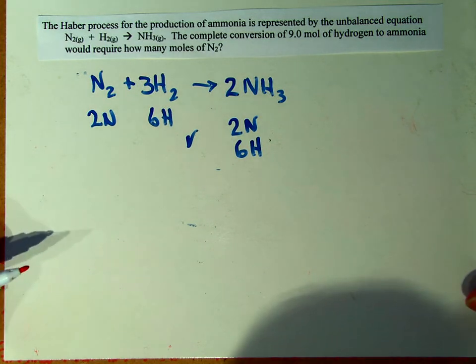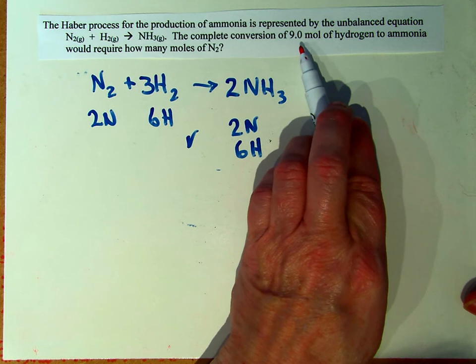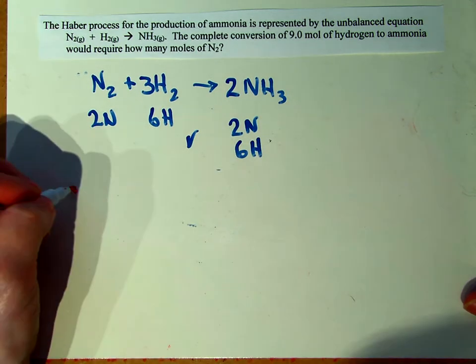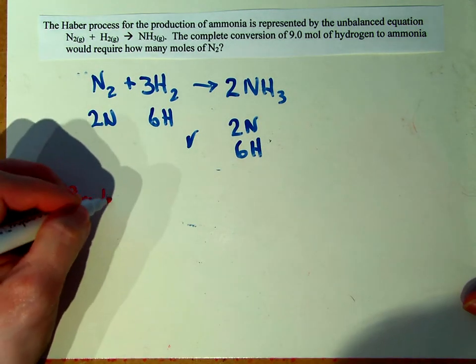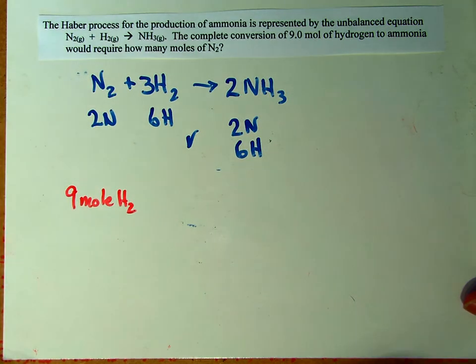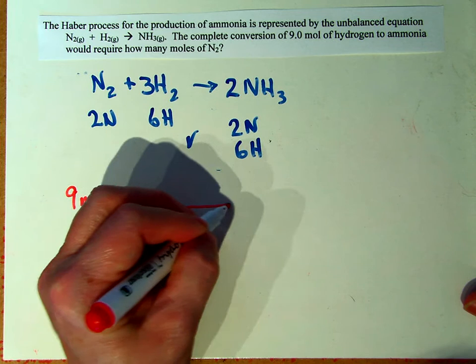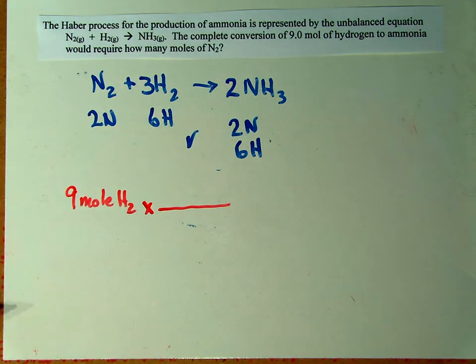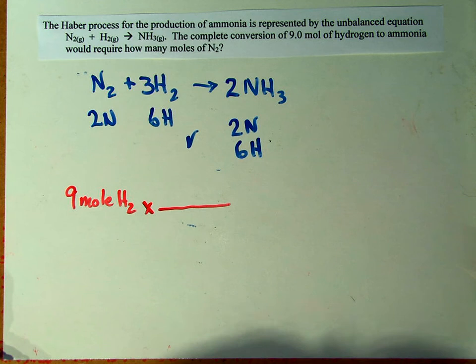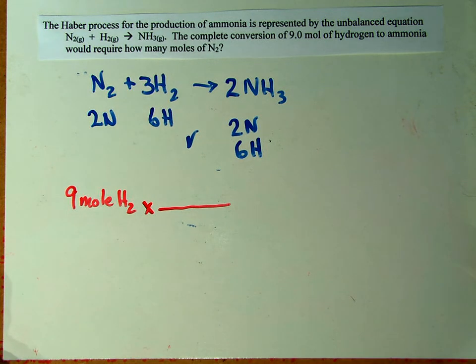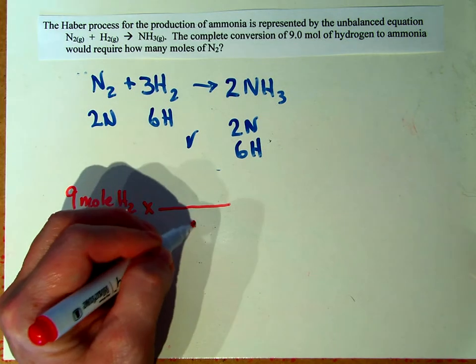Now that we have it balanced, let's get started in finding the answer to this problem. So we're starting off with 9 moles of hydrogen. So let's put 9 moles hydrogen is what we're starting off with. Let's make a conversion factor. These are very similar to the conversion factors we used last semester when we were talking about going from grams to moles or moles to grams, okay? And if you remember, in our conversion factors, we want to put what we want to get rid of on the bottom. So we want to get rid of moles of hydrogen.